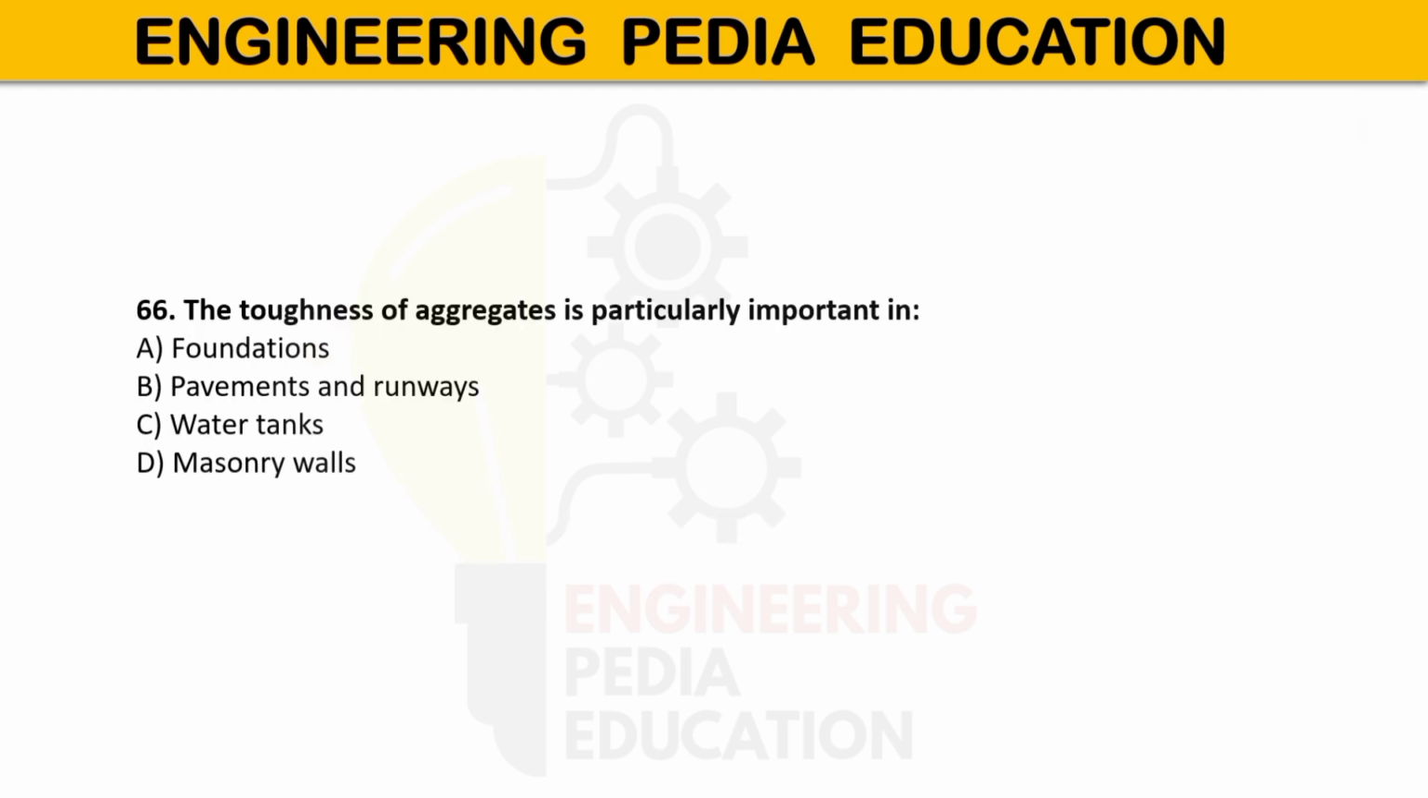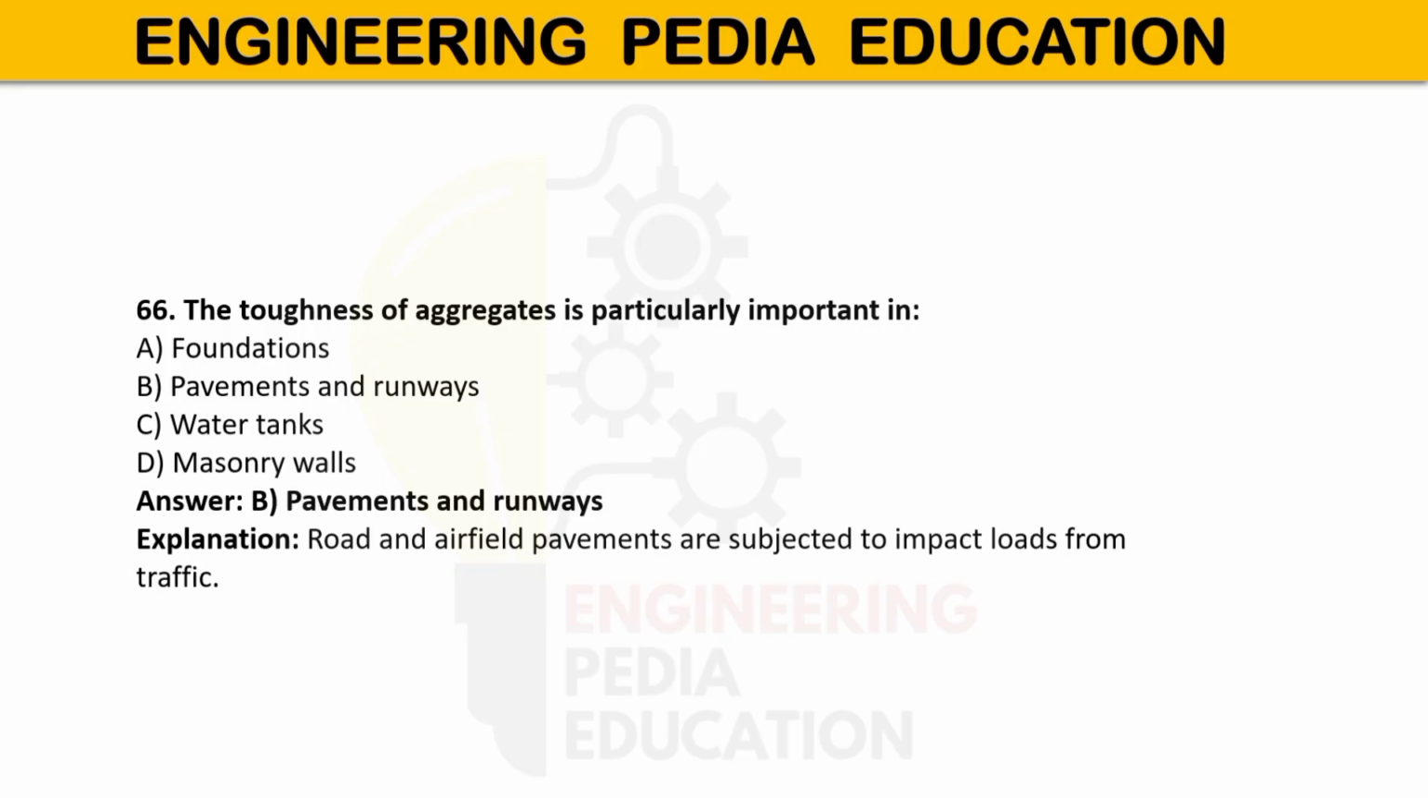The toughness of aggregate is particularly important in foundation, pavement and runway, water tank, or machinery work. So the correct option is pavement and runway. Road and airfield pavements are subjected to impact load from traffic. So this toughness property is mainly important for aggregate in pavement and runway. So the correct option is option B.